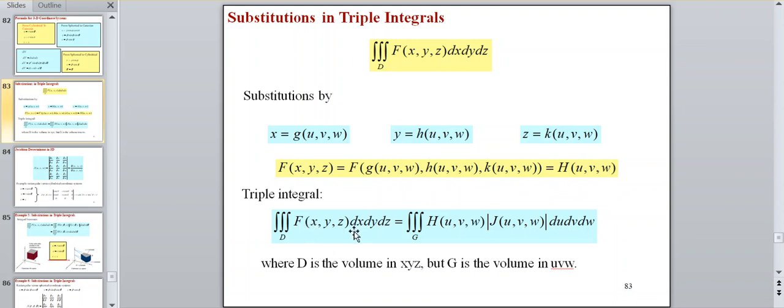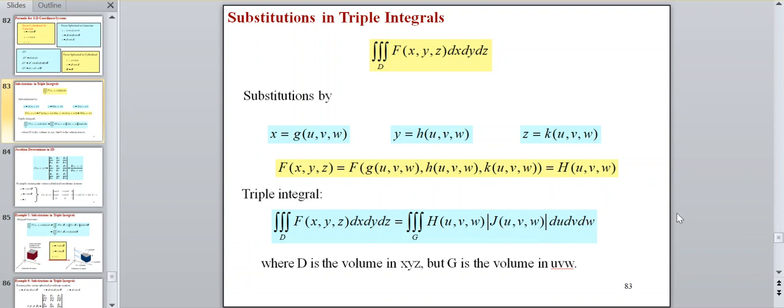So the integral of f dx dy dz on D equals an equivalent triple integral with respect to u, v, w on region G, du dv dw. Later we can decide about the order of integration when we describe the region. But do not forget, just like in the double integral, we have an element here. This is the absolute value of J of u, v, w. This is the Jacobian of the substitution.